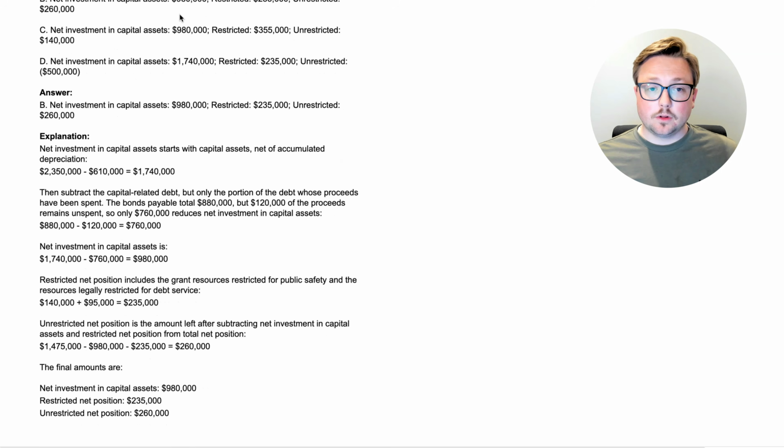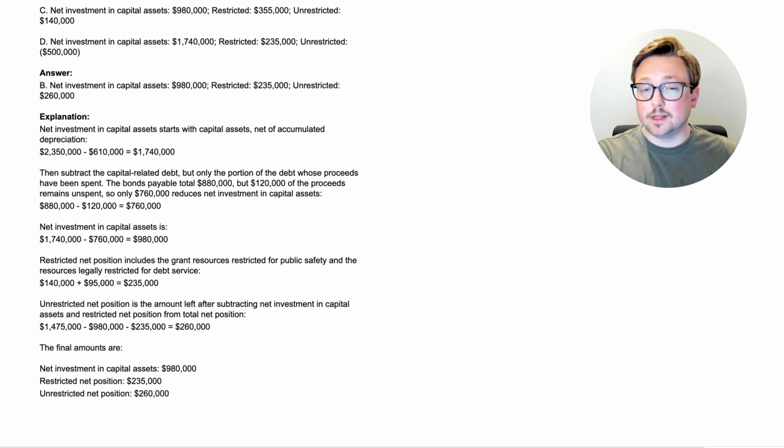So with that, we've learned a lot about how to calculate net position. There are three parts to it when it comes to the government-wide statements and the proprietary funds, and it is net investment in capital assets, restricted net position, and unrestricted net position. We just learned how to calculate all of that, and before we do anything else, let's do one more part of the SuperFast CPA process called pillar topics.